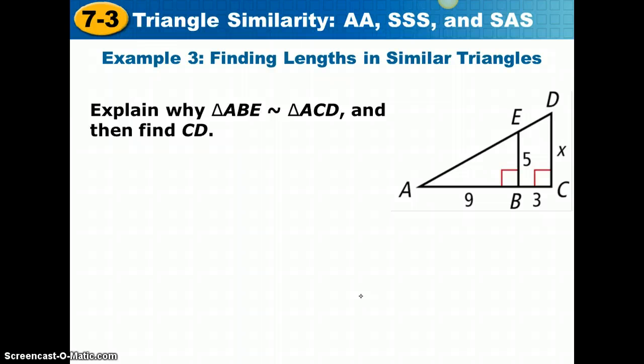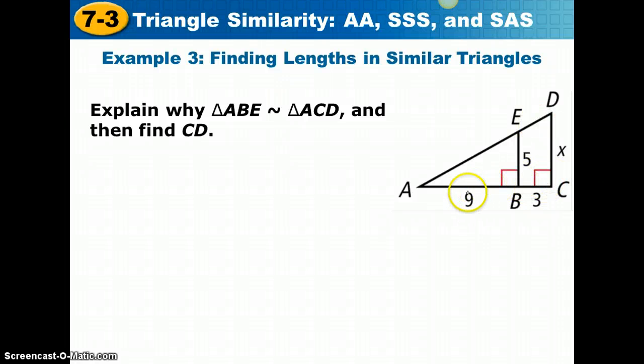Let's take a look at example 3. We need to give an explanation as to why triangle ABE is similar to triangle ACD. And once we've done that, we can find DC, or CD. So let's look at what we were given in each triangle. Triangle ABE is a right triangle. We have a right angle at B. And triangle ACD is also a right triangle.